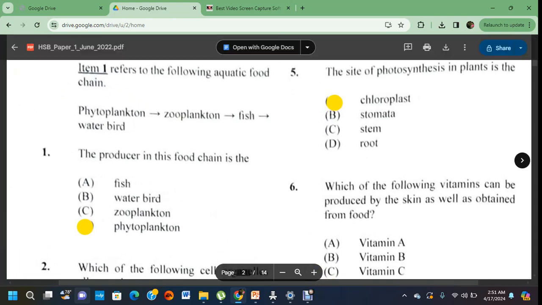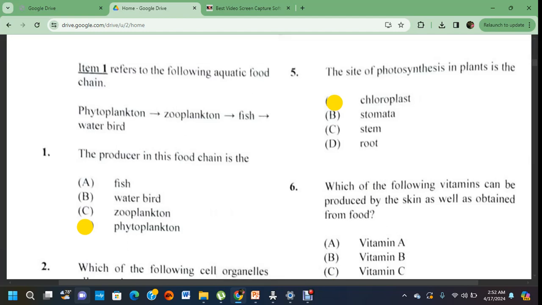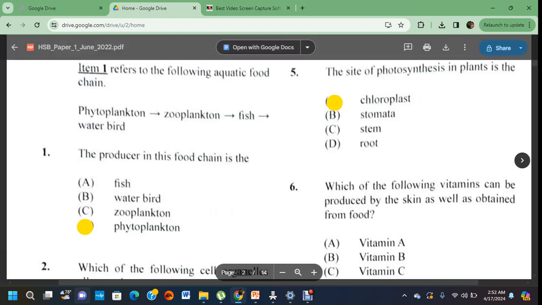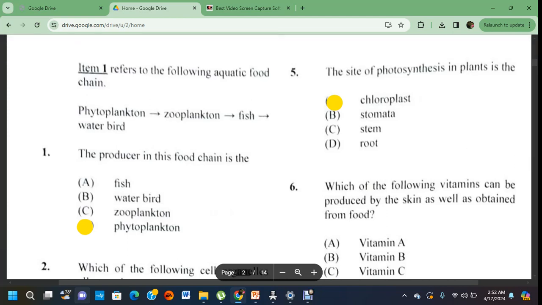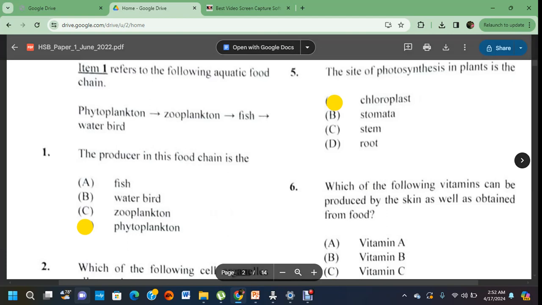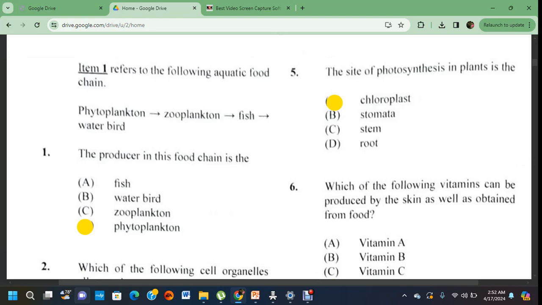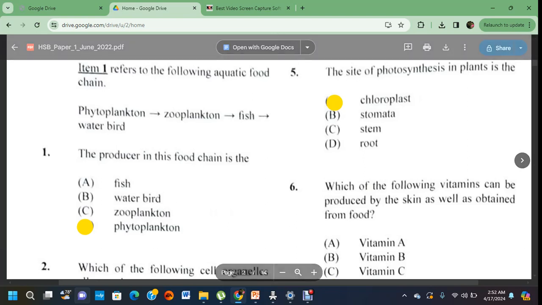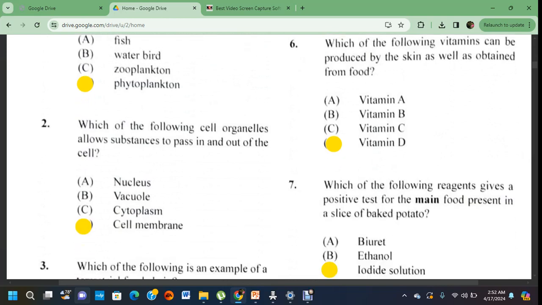So the first question has to do with food chain. Number one said the producer in this food chain is, and as you can see, the producer there. Now, as it relates to a food chain, the producer is normally the living thing or the organism that actually starts the food chain. So a food chain will always start with the producer. And definitely this one is known as an aquatic food chain, and that simply means that this is a food chain that is located in water. Let's go to number two.